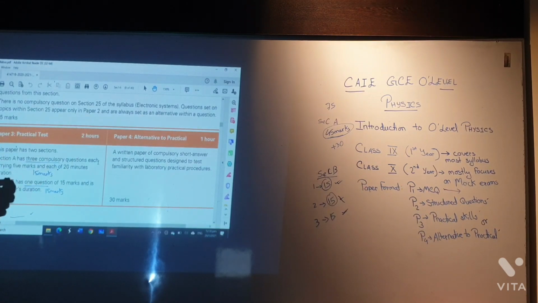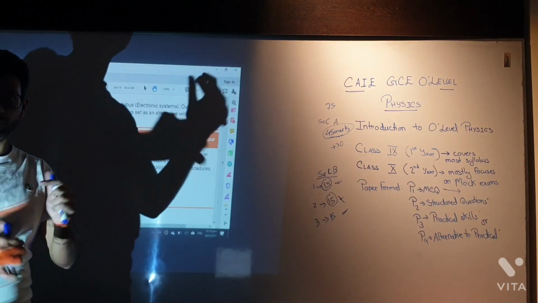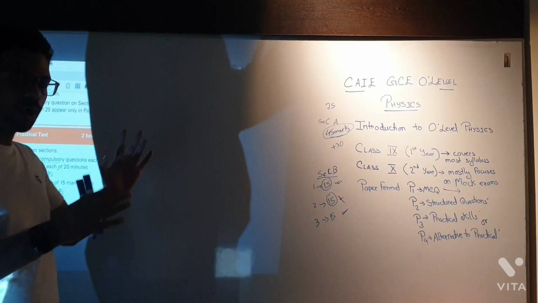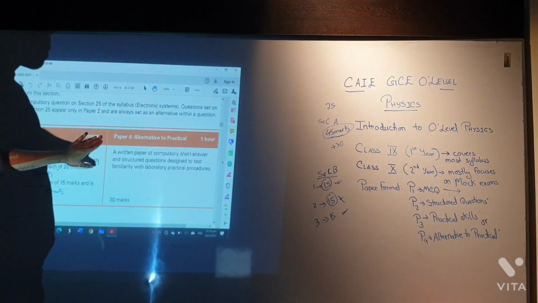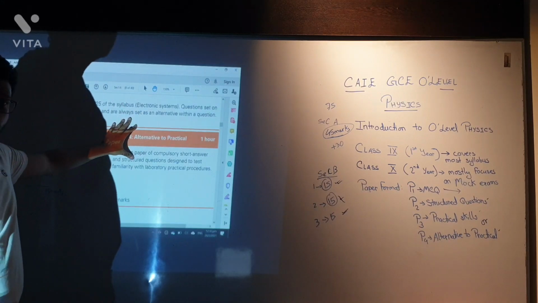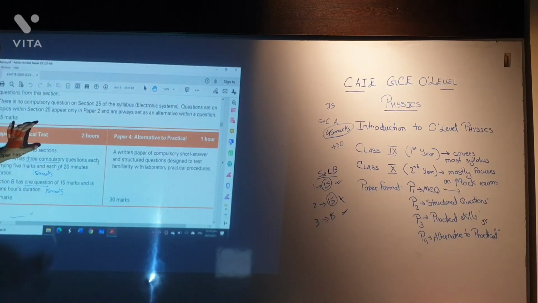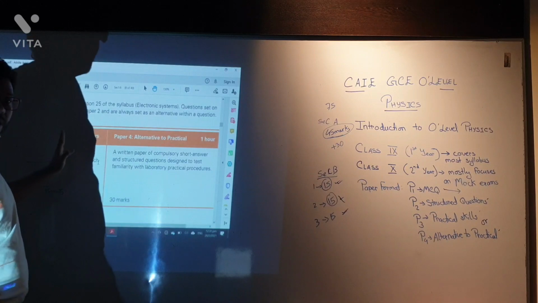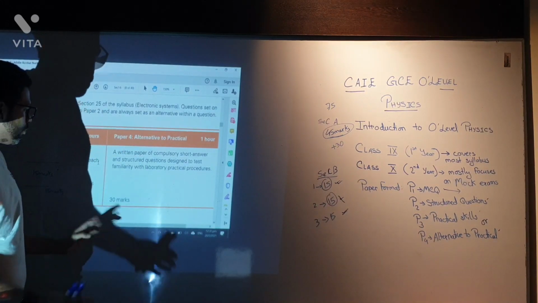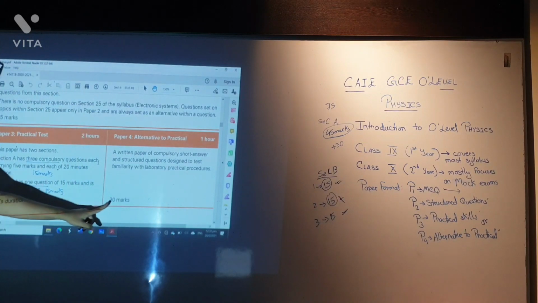This is a 2-hour exam where you have to show your practical skills. You have to work with the apparatus, you have to take readings, calculations, but it's all practical based. Paper 4 on the other hand is alternative to practical. Some schools choose this one over this paper, or the private candidates, they don't have the option to sit for the practical paper, they sit for the alternative to practical, which carries the same marks, 30 marks.